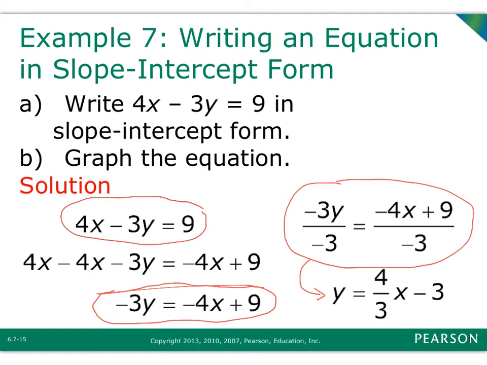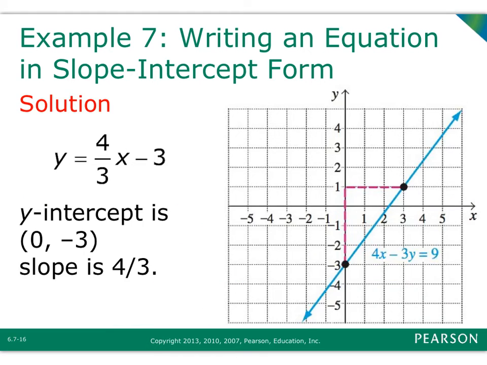When we do that, we get this operation, and our final result is y is equal to 4/3 x minus 3. So in this particular case, we know the slope is 4/3 and the y-intercept is at 0, minus 3. So knowing this piece of information, we now can plot the intercept, which is at 0, minus 3, which is there on the y-axis at minus 3.